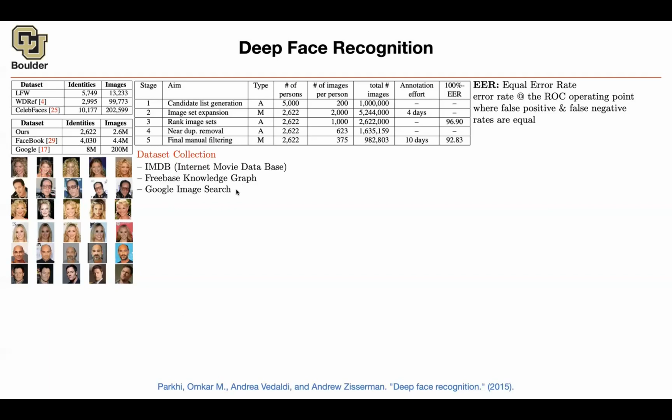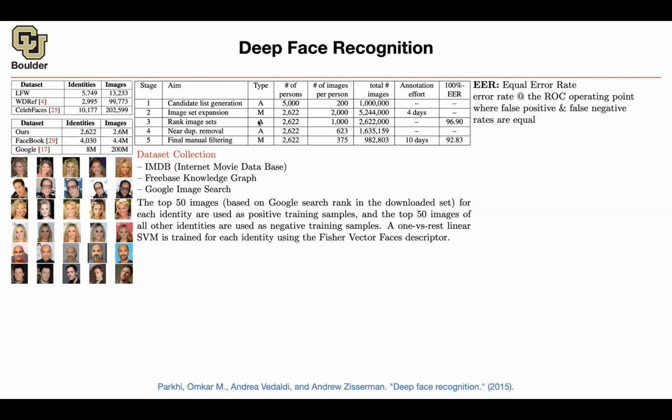Where do you collect these images and the names of the people, the famous people or the celebrities? You're going to get the names from the Internet Movie Database. You're going to get them from the Freebase Knowledge Graph. And the images, you're going to scrape Google. You're going to do Google image search. What are these automatic algorithms? They are based on machine learning. You go on Google for a single person, you collect the top 50 images in the list for that identity. And these are going to be the positive training cases.